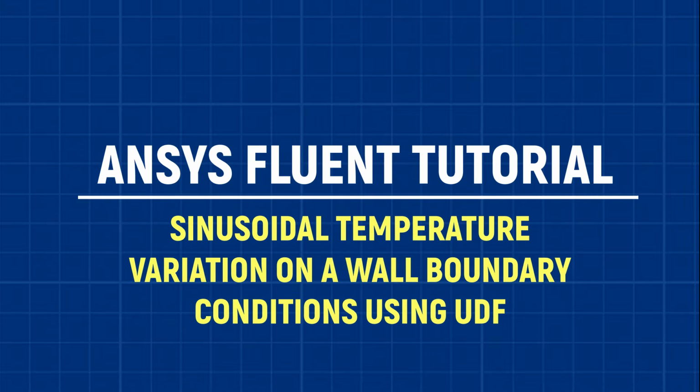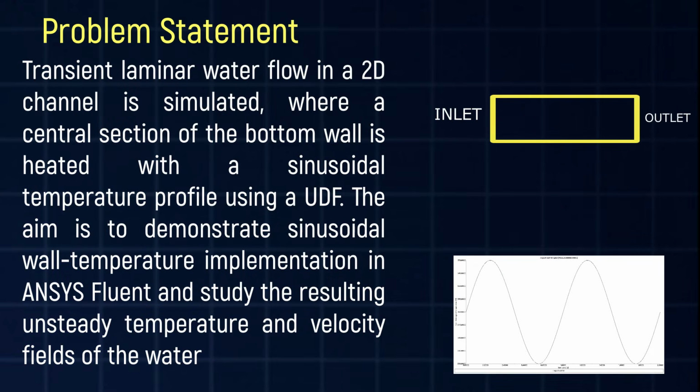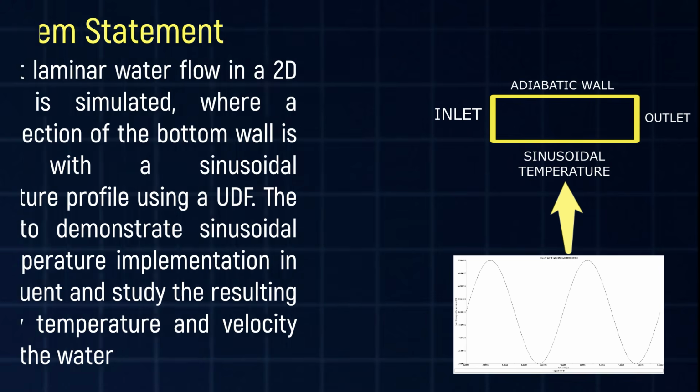In this tutorial we are going to implement a sinusoidal temperature on a wall boundary condition with the help of a UDF. It is a 2D rectangular channel in which the bottom wall is heated with a sinusoidal temperature profile using a UDF. The aim is to demonstrate the sinusoidal wall temperature implementation in ANSYS Fluent and study its variation with respect to time.